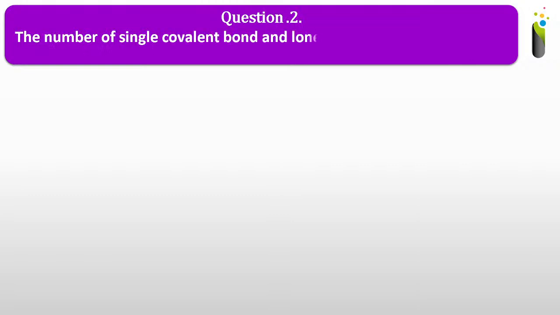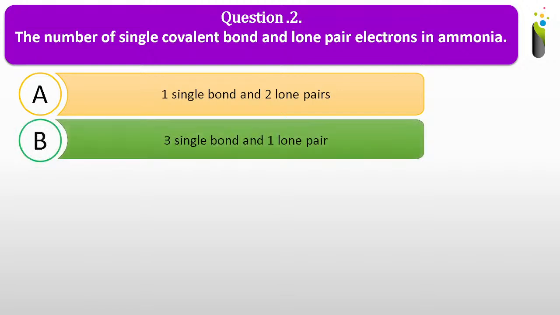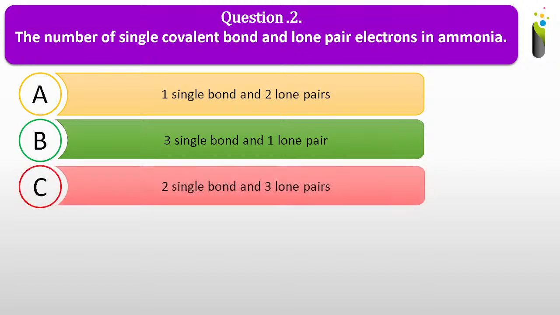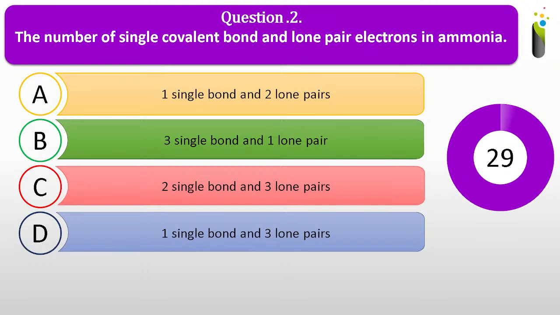The number of single covalent bond and lone pair electrons in ammonia is dash. A. 1 single bond and 2 lone pairs. B. 3 single bond and 1 lone pair. C. 2 single bond and 3 lone pairs. D. 1 single bond and 3 lone pairs. So the number of single covalent bond and lone pair electrons in ammonia is dash. So answer me for this question.